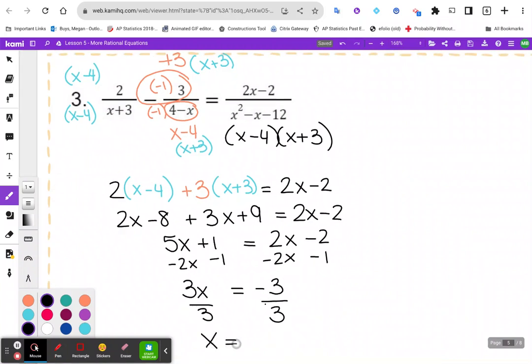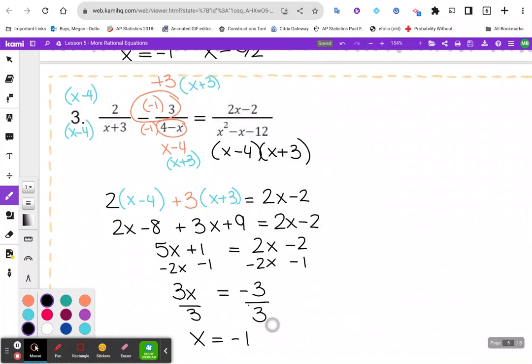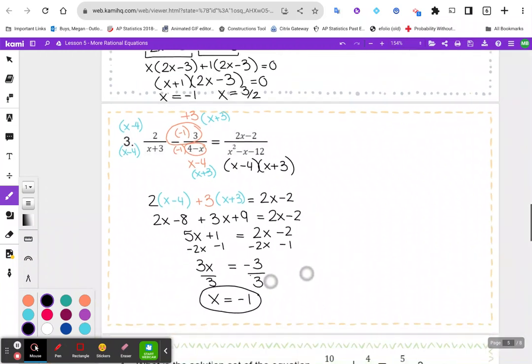X is going to equal a -1 over here, which, if I plug it in, will not make my denominator equal to 0. So as long as my denominator doesn't equal 0, I could show the check if I'd like. -1 minus 4 is a -5. -1 plus 3 is a +2. Neither equal 0. Even if you plugged it into the x squared minus x minus 12, still not getting a 0 in that case.